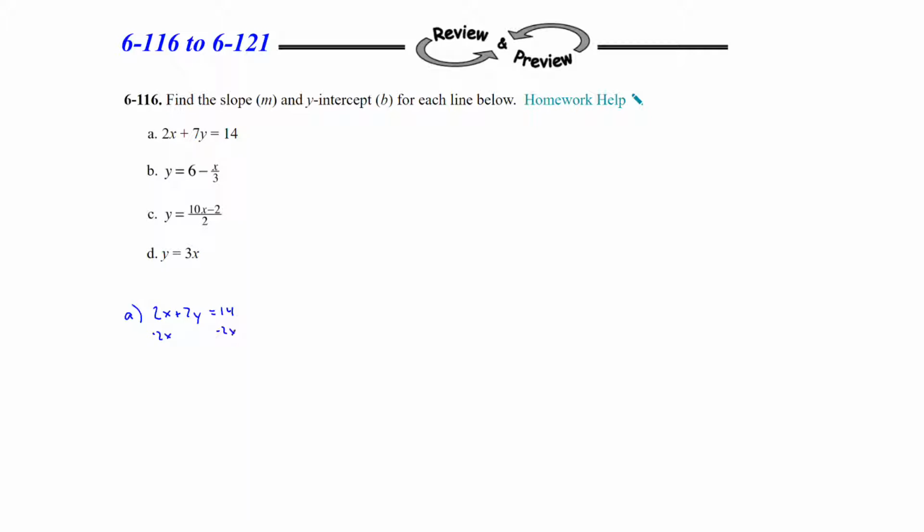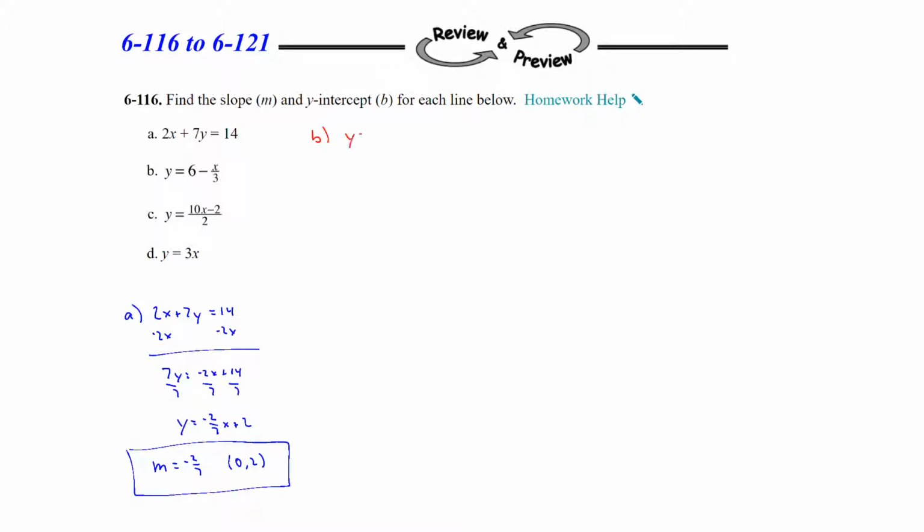So we'll isolate the y by subtracting the 2x first. And then we can divide everything through by 7. And then we have the equation y equals negative 2 sevenths x plus 2. So therefore we need to make sure we answer the question, what is the slope? The slope is negative 2 sevenths and the y-intercept is at (0, 2).